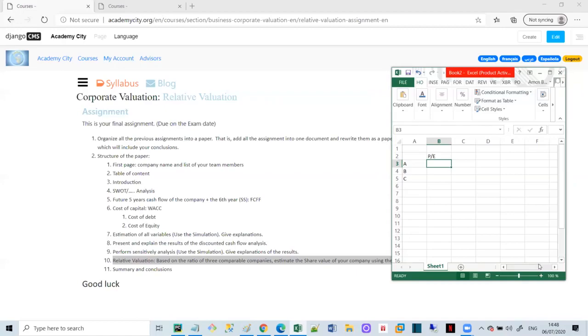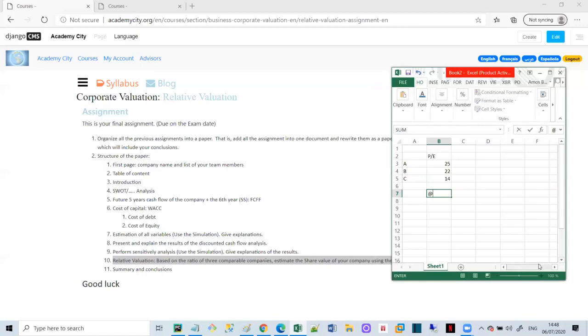So let's say for the assumption, first company had 25 relative to the earning, the other one has 22, and the other one had 24. I just made it up. Okay, that's stage number 1. Collected data about comparable companies. Then I take the average.